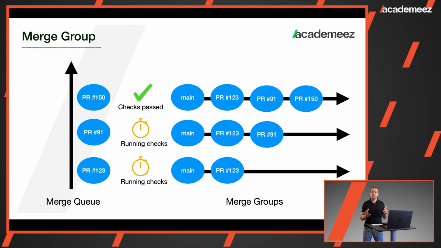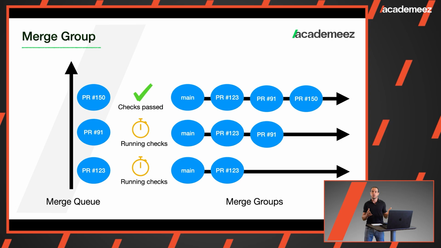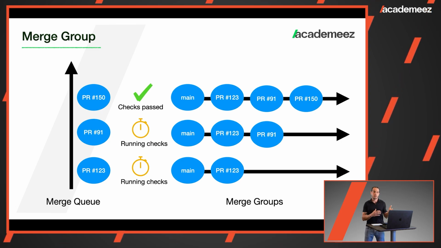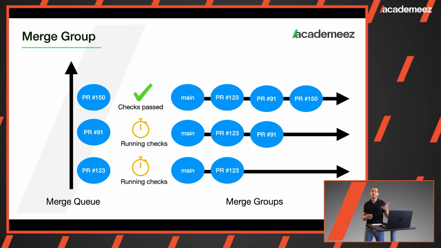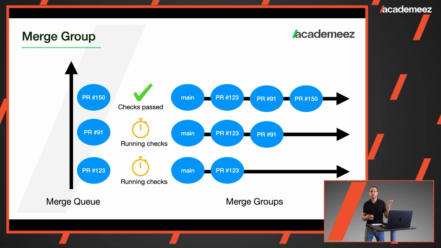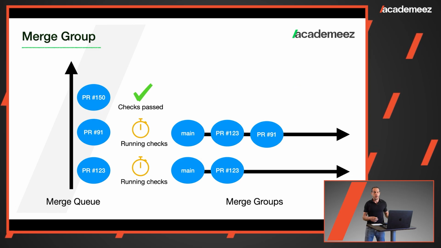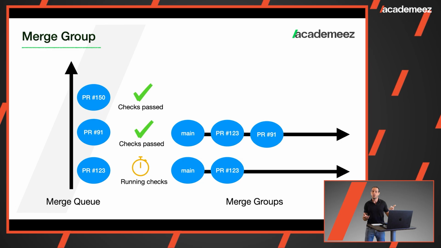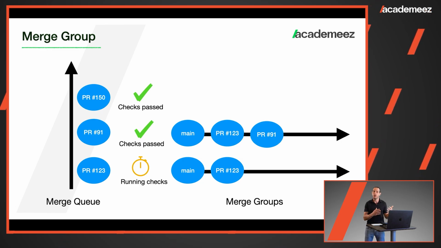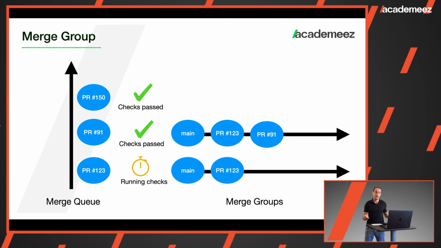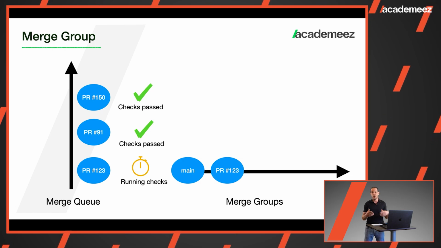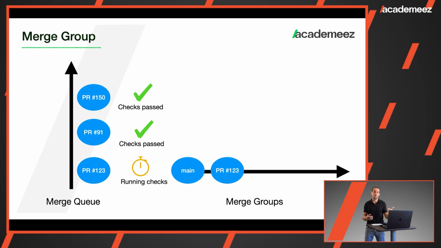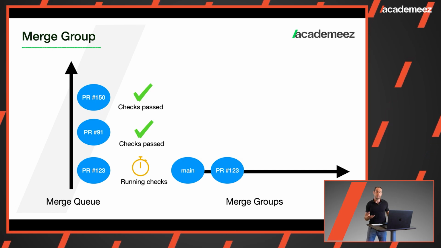Now it doesn't mean that the checks will pass according to the order of the queue, but the order of the queue does determine which one is going to be merged first to main. So in this example, for 150, the last PR in the merge queue, the checks passed first. So it can destroy the merge group branch, but now it just waits, right? Because it needs to wait for its turn to merge to main, before the other PRs are merged to main. Now 91 has passed, the merge group branch is destroyed as well, but it has to wait as well because there is a PR ahead of it that has to be merged before we can merge 91. We need to wait for 123 to be merged.